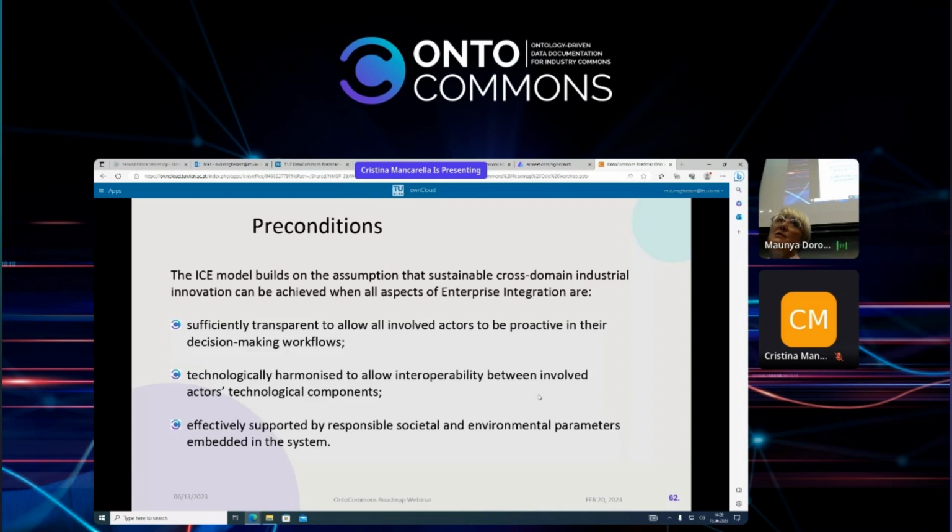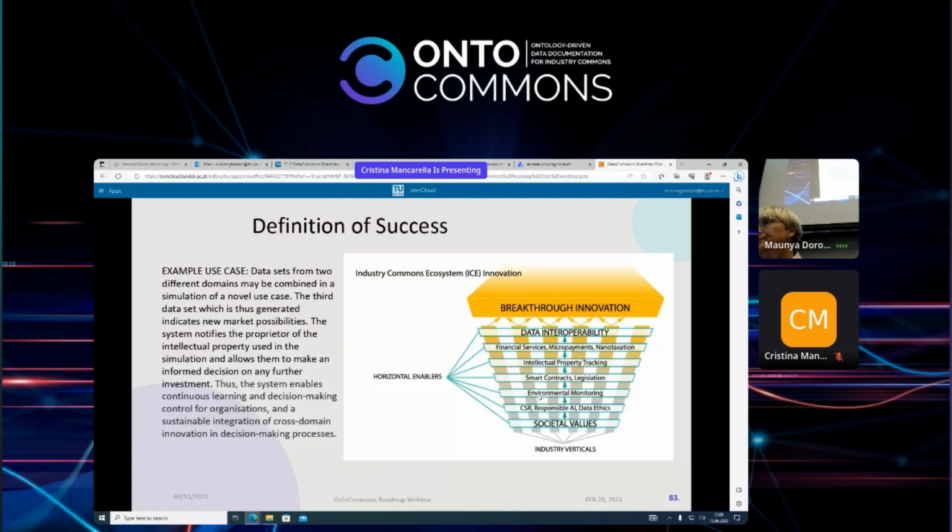Technologically harmonized, this is where OntoCommons really comes into it, allowing interoperability and reference documentation across all of the actors' technological components. But also, as we said before in the enabling horizontals, we need to be effectively supported by responsible societal and environmental parameters that need to be embedded in the system. So we don't end up with some of the problems that we have experienced with the large platform implementations in the past few years. How does then innovation build on top of this?